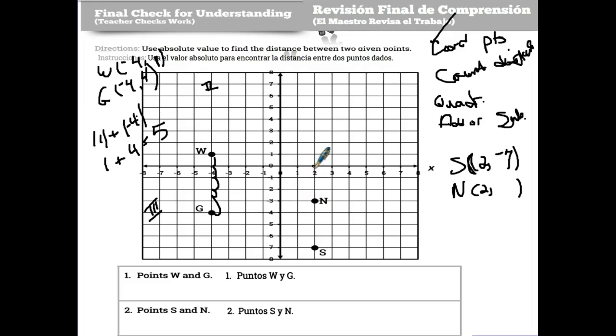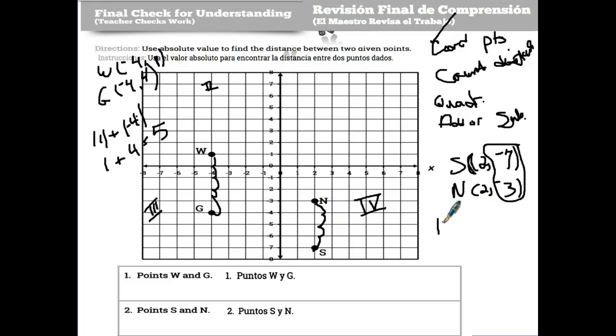Now, my x-coordinate for point N is 2. My y-coordinate for point N is -3. And I noticed that both of these are in quadrant 4. They're both in the same quadrant. So I know I'm going to be subtracting the absolute value of my y coordinates. So I didn't count first. So we're going to count the distance from S to N. And there's 1, 2, 3, 4.